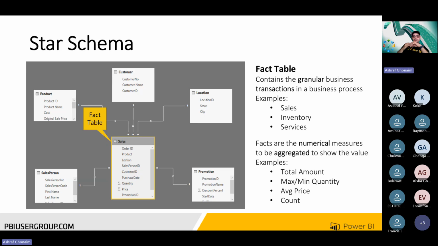Also, fact table is the logical home for the numerical measures that your organization is interested in aggregating to show the business value. So, for example, in the sales domain, our ultimate objective in the sales business is to do what? Is to understand actually our total sales.